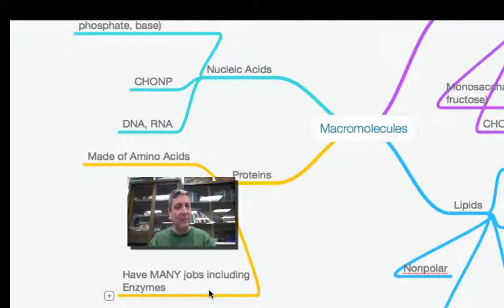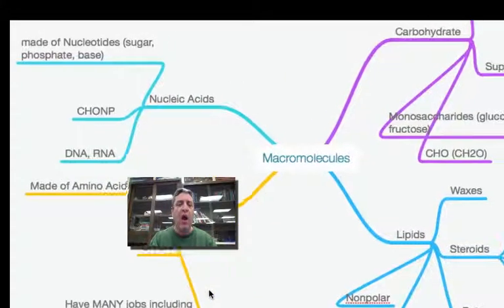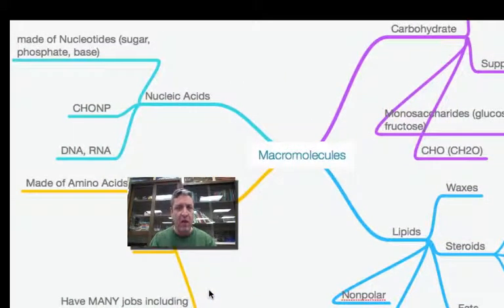Remember, enzymes have a specific shape. The substrate has to bond into it in that active site, and if that shape is screwed up, the enzyme doesn't work. I hope this helps. These are your macromolecules.